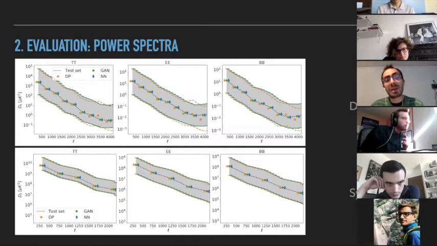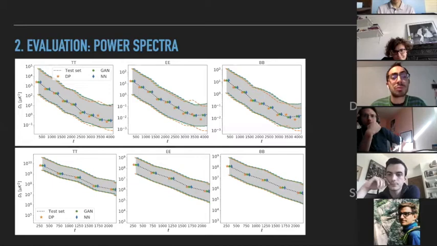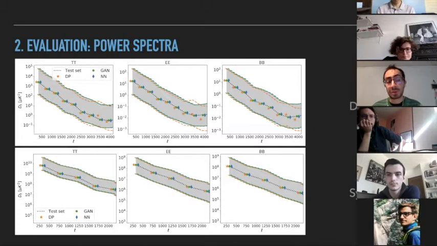Similarly to the convention in the previous plot, you see here the median for the deep prior, GAN, and nearest neighbors. And the dashed lines with the same colors refer to the 95% central confidence interval of the inpainted sets. So you see that they are essentially mimicking the overall distribution of the power spectra.